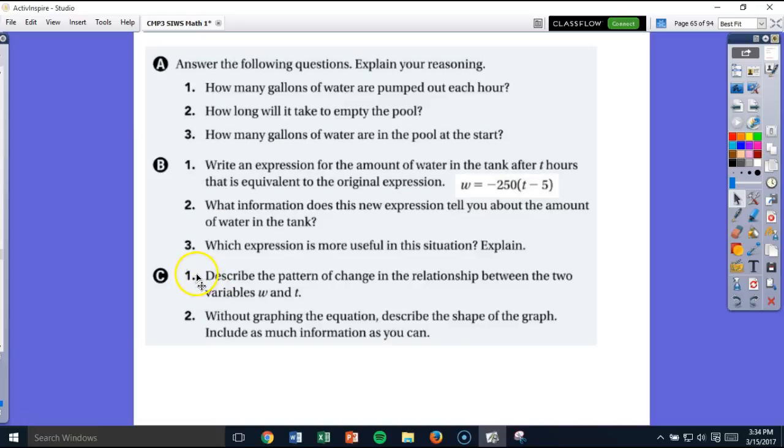And C, describe the pattern of change in the relationship between the two variables W and T, and then without graphing the equation, describe the shape of the graph. Okay, so you should be able to look at the form that we have here and determine whether it's linear, quadratic, exponential, that sort of thing, and be able to describe to us what the graph would look like in the shape of it.